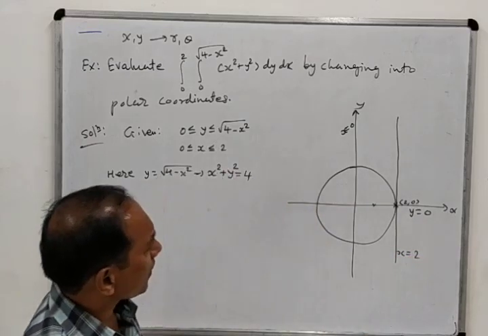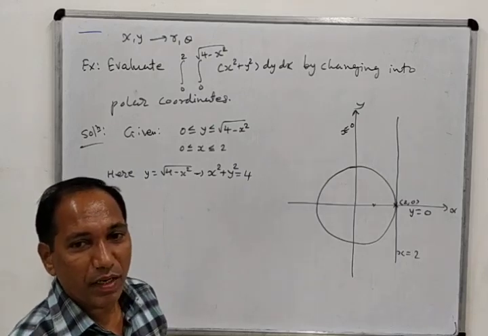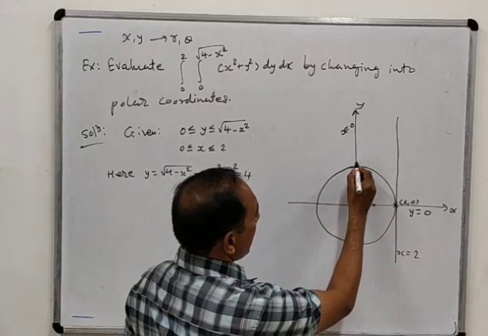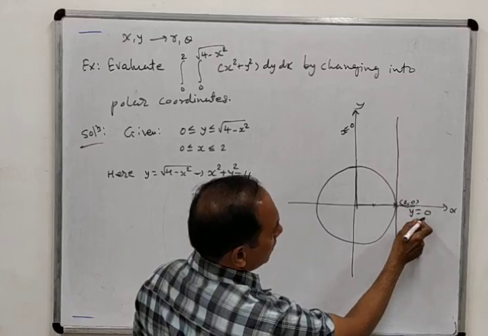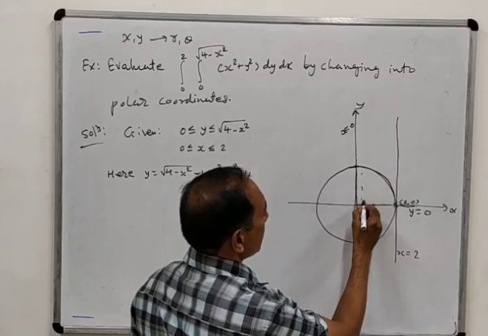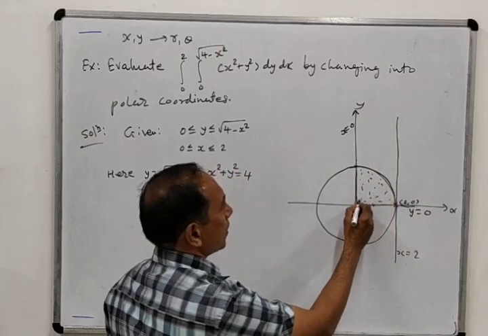So which region will be considered here? This must be bounded. And once you are able to find out the region, then you will have no problem. So here we are given one boundary as this, second boundary is this. This boundary is also given, and this boundary is also given. So this is the region. That means it is the region in the first quadrant.